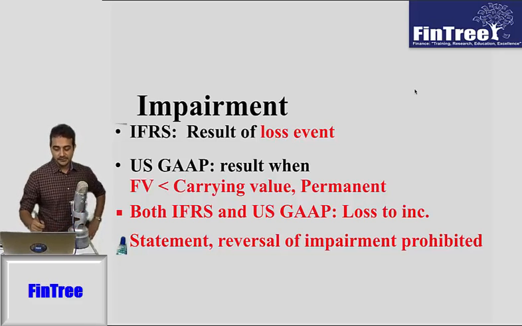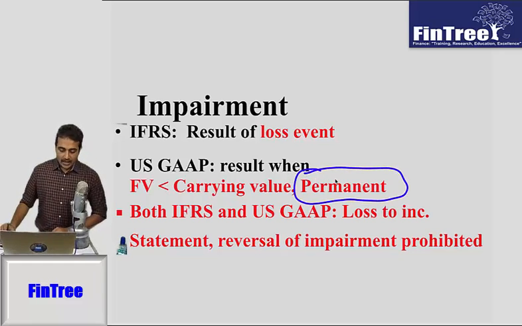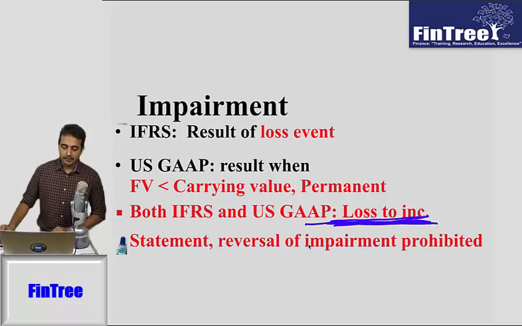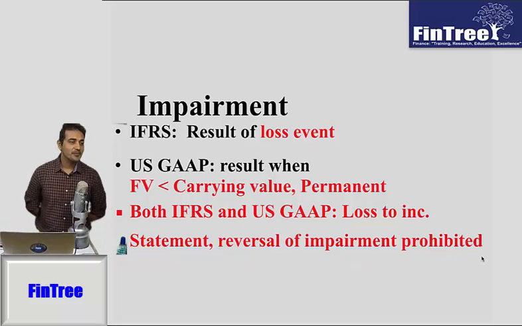Are we good here? But who decides that? It's the accountant who gets to decide whether it's permanent or other than temporary. Now, the loss will directly go to income statement, and reversal is prohibited both IFRS and US GAAP. Are we okay?